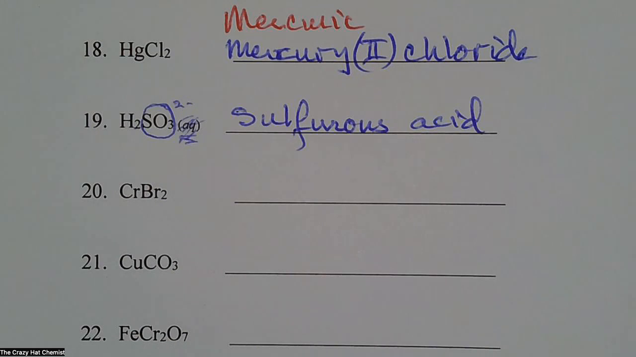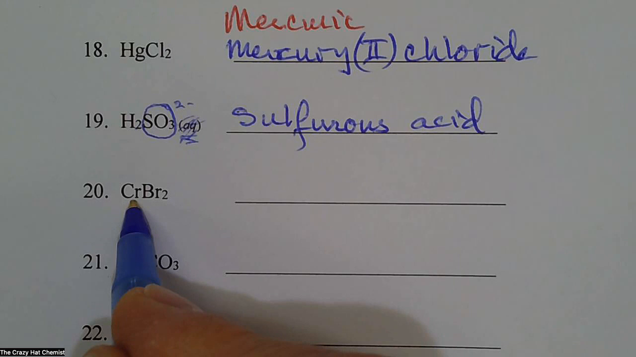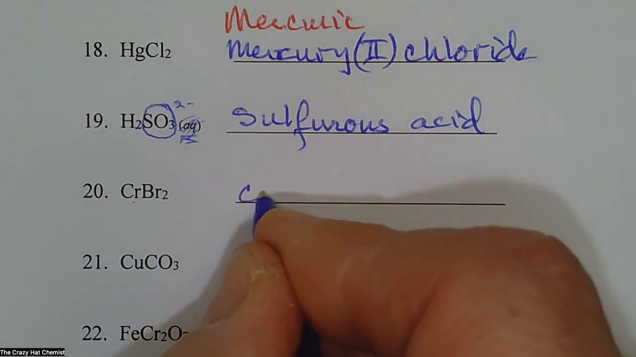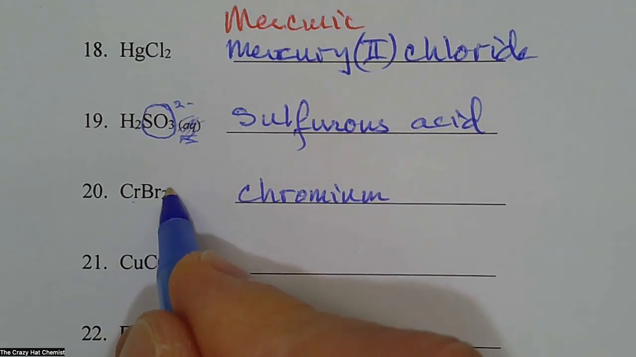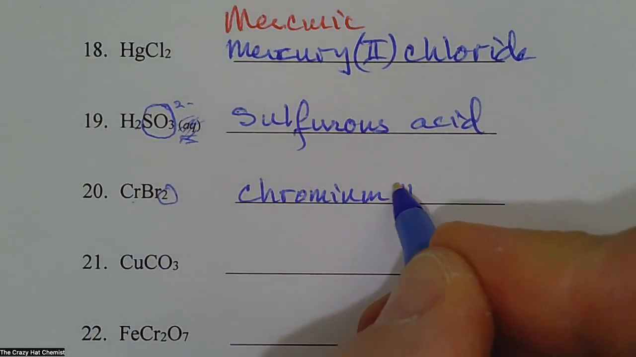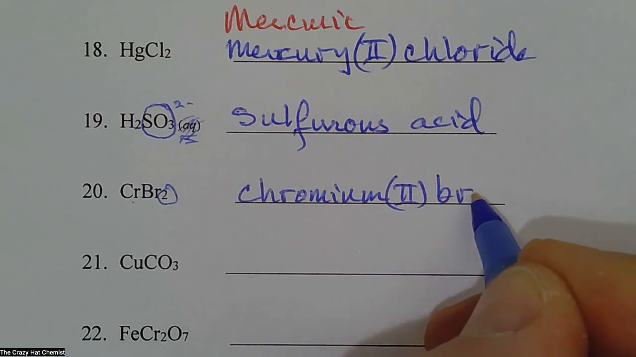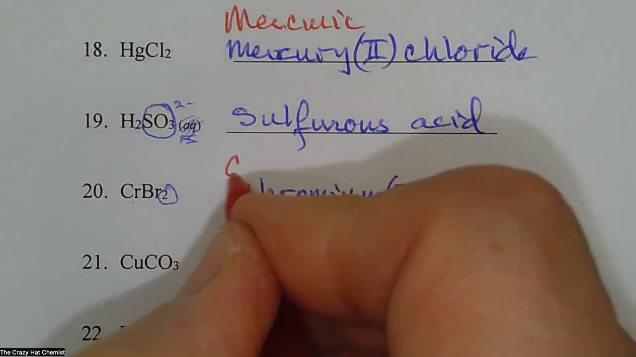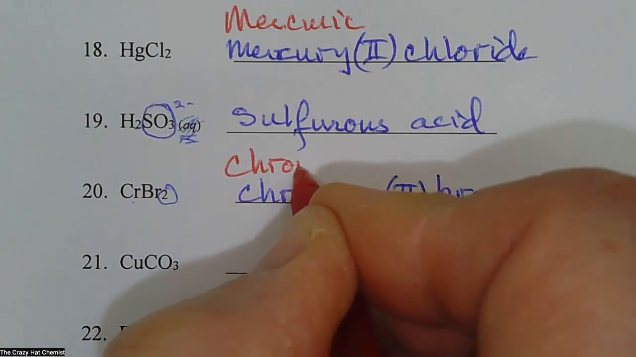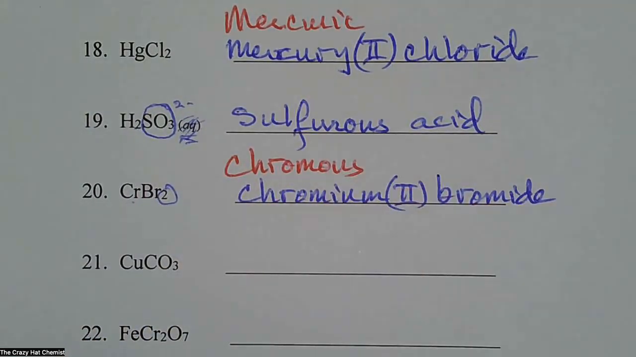Okay, all right. So the next one is Cr. That is chromium. And what's the charge on chromium? It's right there. So it's chromium 2 and then bromide. And that is chromous bromide, which is the alternate name of that.